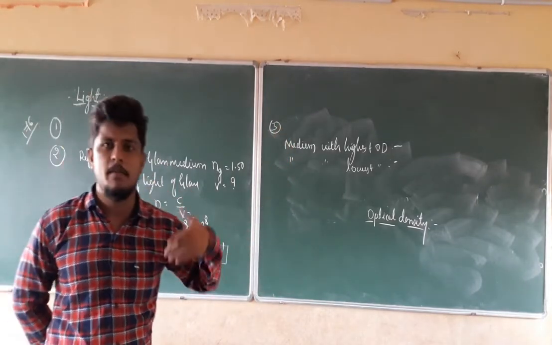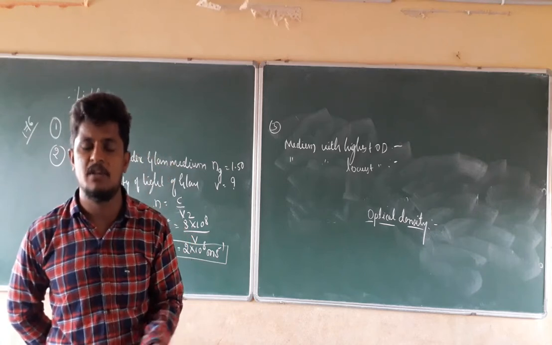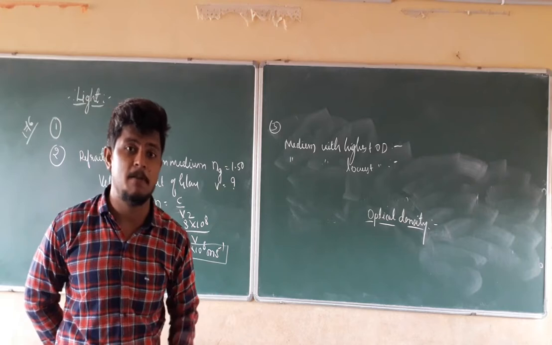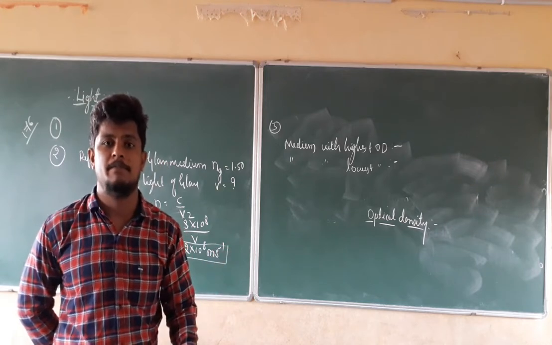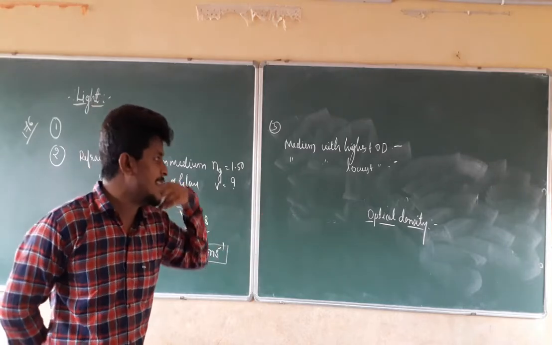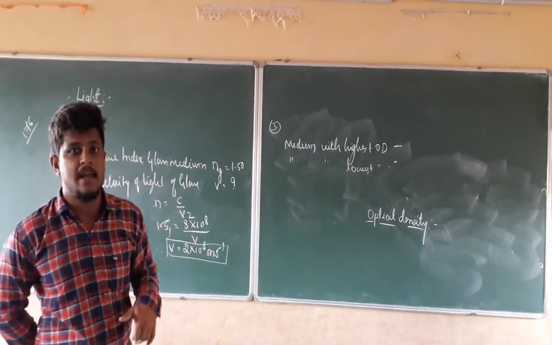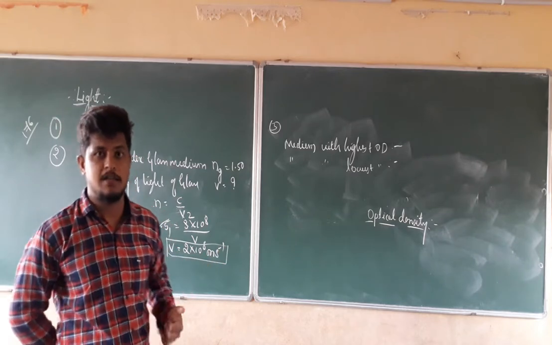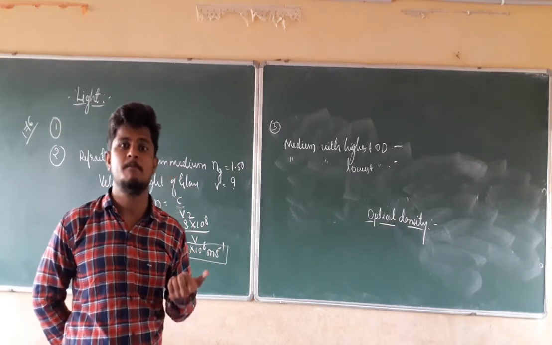Optical density will be maximum if the speed of light is minimum, that is, if the speed of light in that medium is less. And the optical density will be less if the speed of the light in that medium is more.